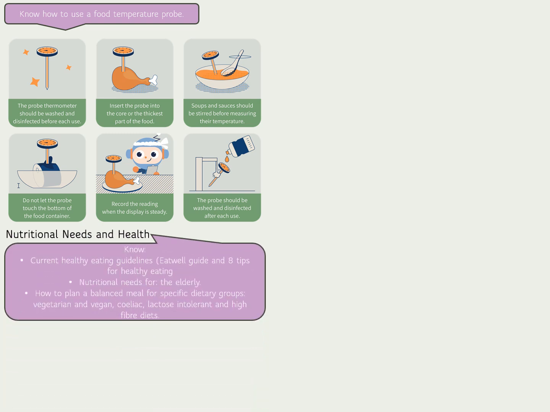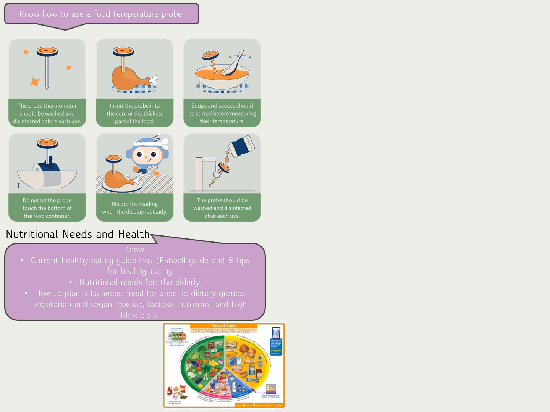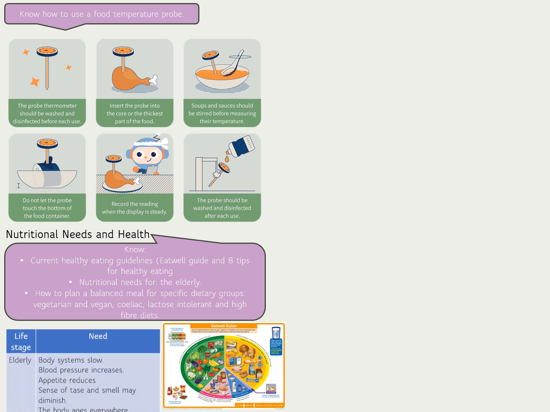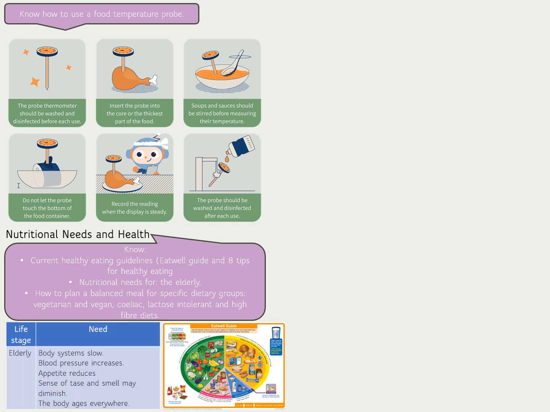We've also revised nutritional needs and health, and we know that our go-to framework for eating healthily is the Eat Well guide, and I've put a larger version on the next slide for you to look at in case you need to revise that as well. We've talked about different life stages throughout the course. The life stage that crops up specifically in this paper is about elderly people. So you need to think about what happens to elderly people once they get over the age of 65.